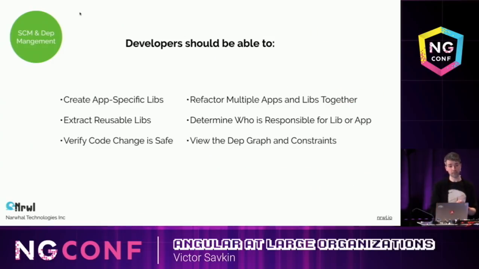To be effective, a developer should be able to do the following things. Create app-specific libs, sections of apps, quickly. Extract reusable libs and see what depends on them. Verify that a code change, a PR, is safe to merge. A PR to a reusable library is safe to merge, which is a lot harder. Refactor a bunch of those things together, and determine who is responsible for a particular section, so ownership should be established. And then view the dependency graph and impose constraints on that dependency graph.